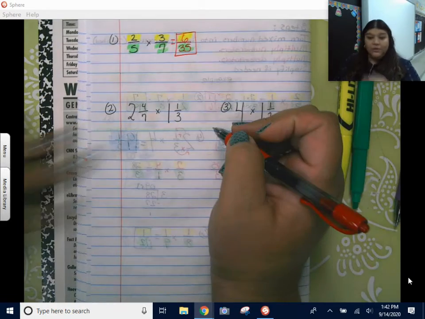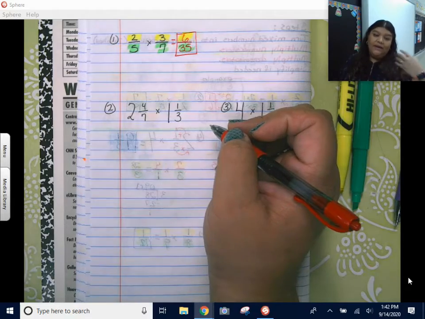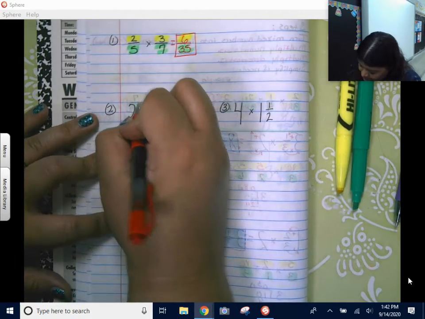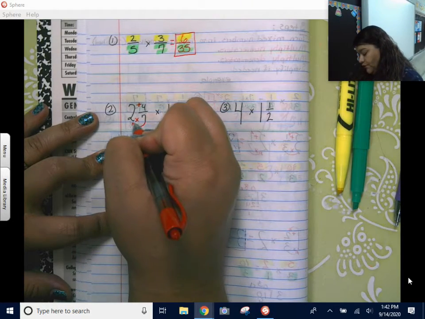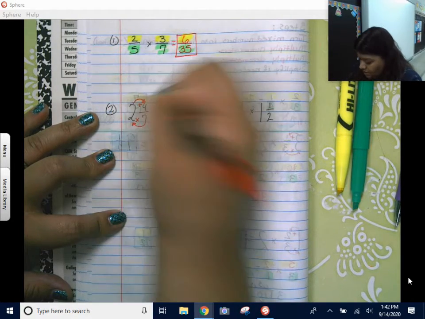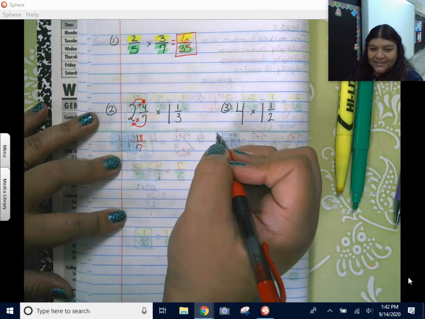2 4/7 times 1 1/3. Now on this one, I do see mixed numbers, so I'm going to have to do the Texas wheel. I'm going to have to convert them, okay? So here's Texas. Here comes the wheel. 7 times 2 is 14. 14 plus 4, 18 over 7. How'd you do on that one?